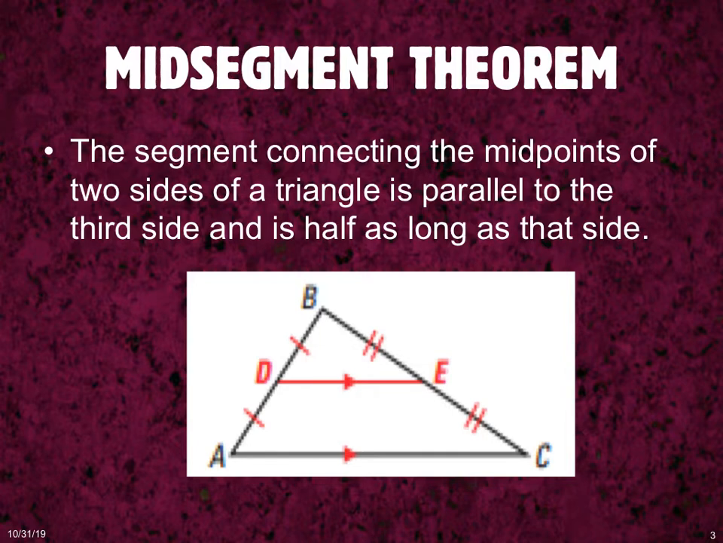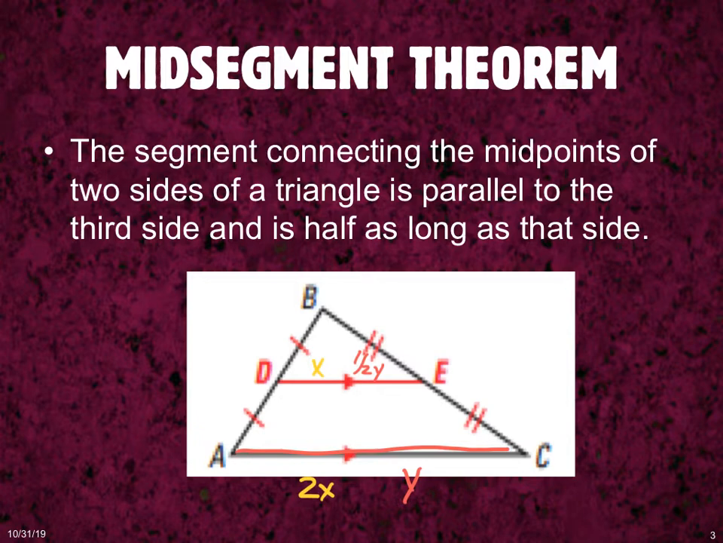For example, if this side down here is 2x, then that red line would be half as much, so it would be how much? X. And what if the big line on the bottom was y, then how much would the mid-segment be? 1/2 y. It just means that that mid-segment will always be 1/2 of the side that it's parallel to.